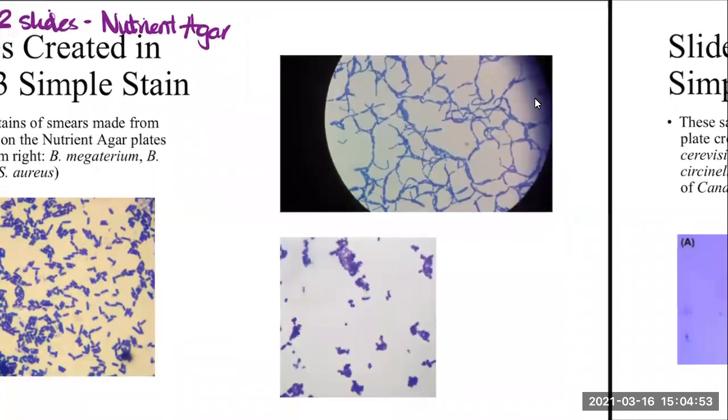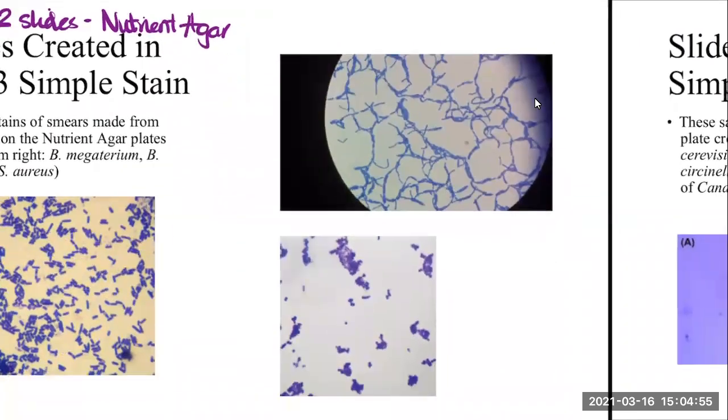And here, in this particular slide, we have Bacillus megaterium. So Bacillus megaterium is a rod. So this is a rod. It's a bacterium.